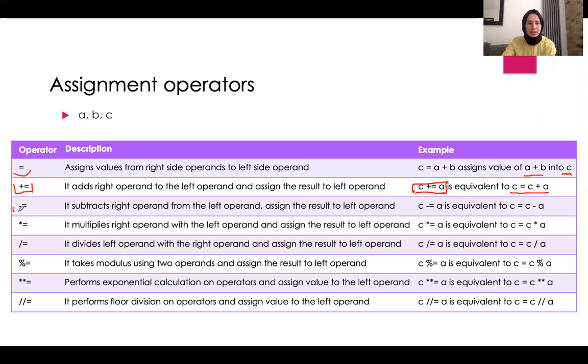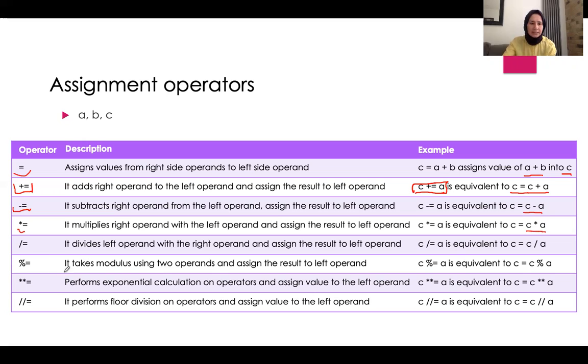And we have subtraction. Basically, this operator subtracts the right operand from the left operand and assigns the result to the left operand. So c minus equal a is equivalent to c equals c minus a. Then we have multiplication equal. It multiplies the right operand with the left operand and assigns the result to the left operand. C multiply equal a is equivalent to c equals c multiplied by a.